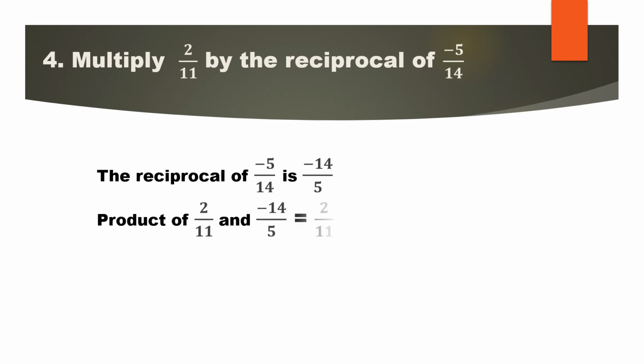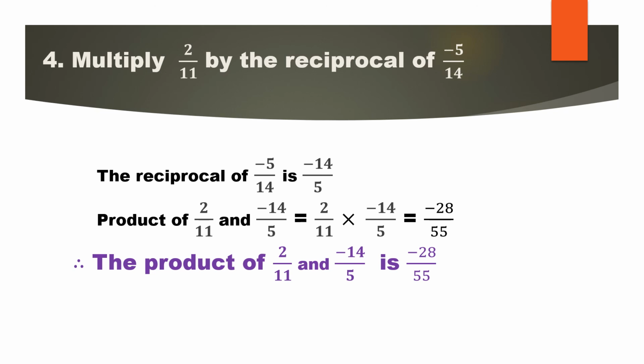The product of multiplication, we can say a product, right? 2 by 11 and minus 14 by 5, just put the multiplication symbol in between them. Whenever there is a multiplication symbol between two rational numbers, multiply the numerators and multiply the denominators. When it is plus or minus in between, you should take the LCM. But here it is multiplication, so multiply the numerators. 14 2s are 28, plus into minus is minus, 11 5s are 55. So your answer is minus 28 by 55.